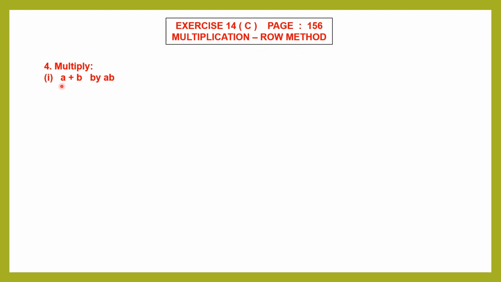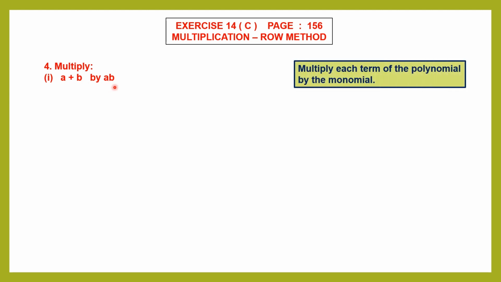So here we have a polynomial a plus b and we are multiplying it by a monomial. How do we do it? We have to multiply each term of the polynomial by the monomial. That is, we begin with the monomial, that is ab. We are going to multiply this polynomial, that is a plus b. So how do we do this? We multiply AB by the first term only. So what do we have?